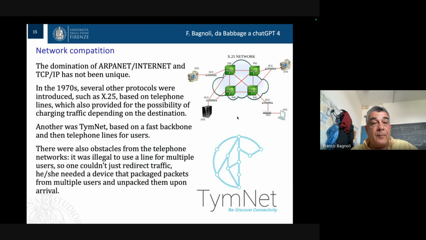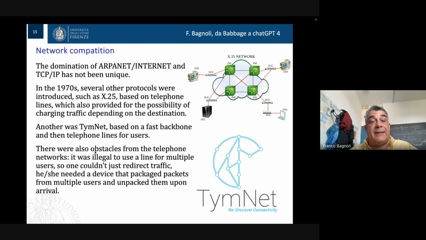And clearly also the lower protocols were not unique. There were other protocols, like for instance X25, which was developed especially for using telephone lines, or Teamnet. So there have been a lot of different solutions that only at the end were fused or maybe absorbed by the internet.